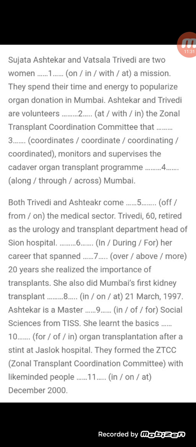I'm going to the next question. Here you can get various options like prepositions. Sometimes various words like verbs are given, so you have to adjust and make it properly. Let us start reading this context and fill the gaps. Sujata Asekkar and Vatsala Trivedi are two women.